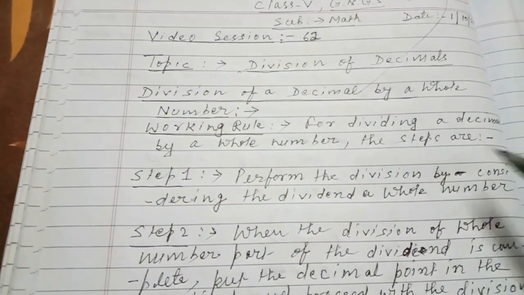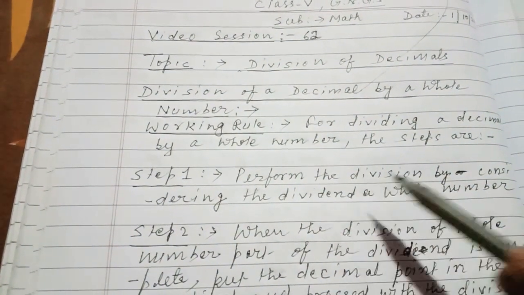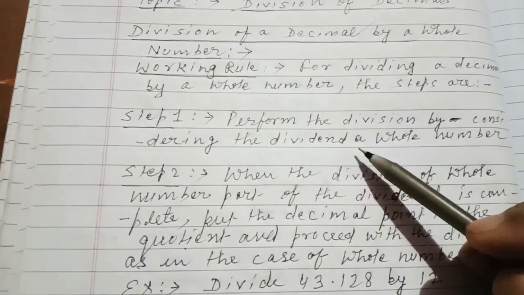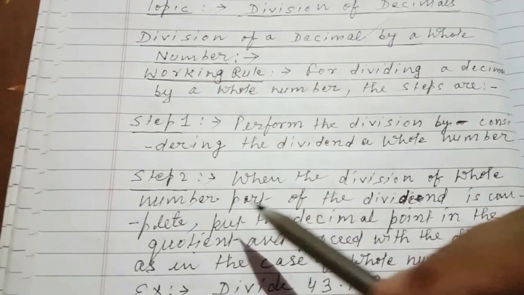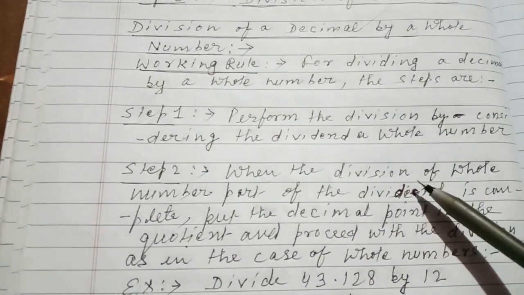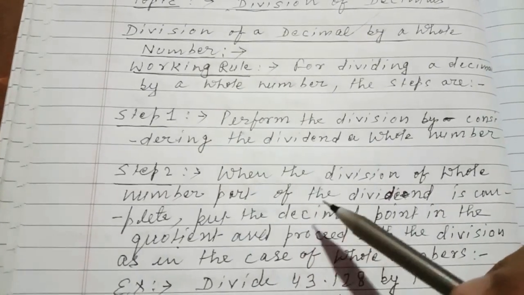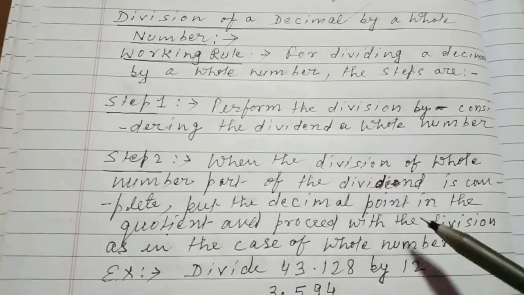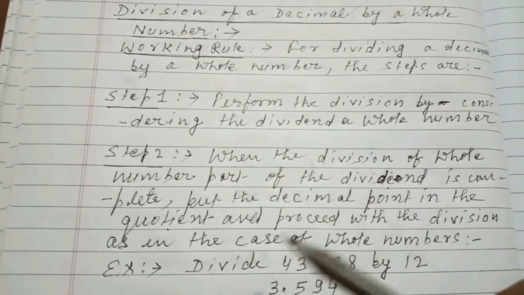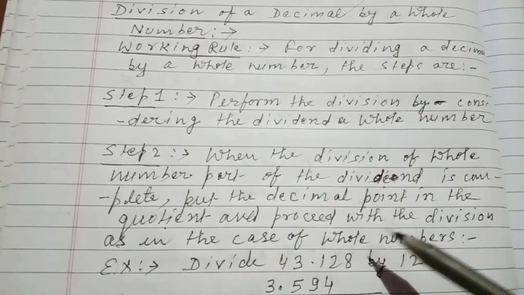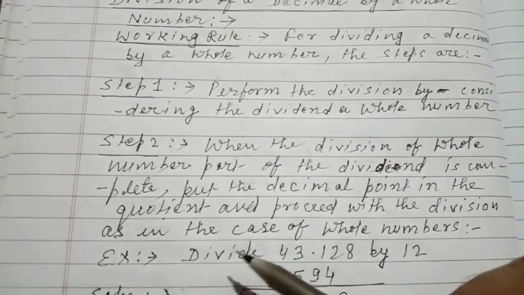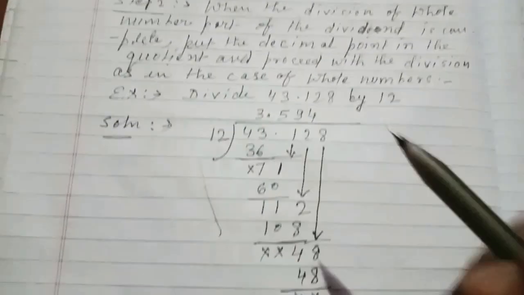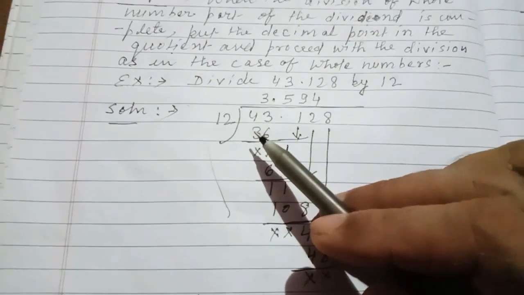The steps are: step 1, perform the division by considering the dividend a whole number. Step 2, when the division of whole number part of the dividend is complete, put the decimal point in the quotient and proceed with the division process as in the case of whole numbers. Let us take some examples to discuss this topic.